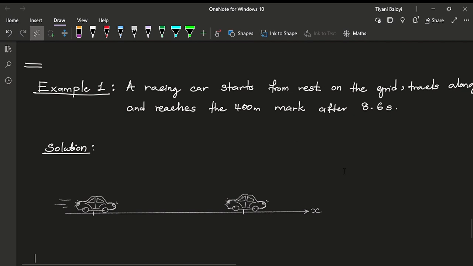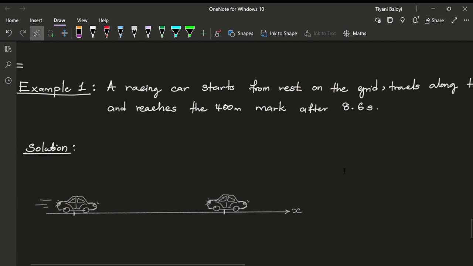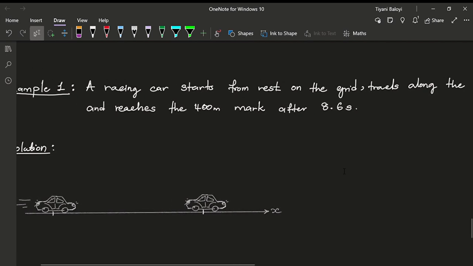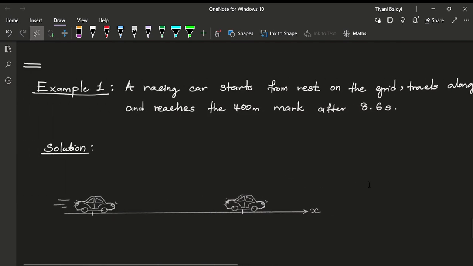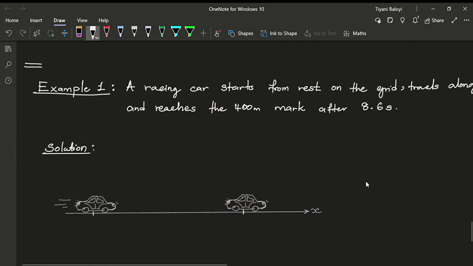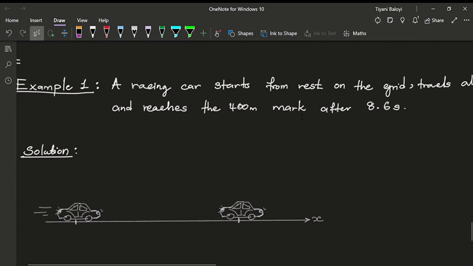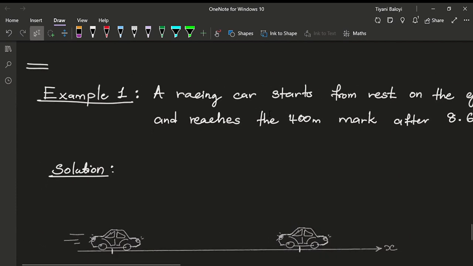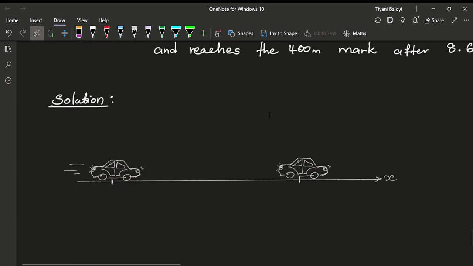So we have example 1, which says: a racing car starts from rest on the grid, travels along the track. Actually there should be "along the track" here, so let me just input that. It travels along the track and reaches the 400 mark after 8.6 seconds, right? So that's our question.